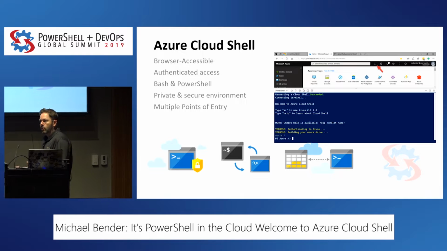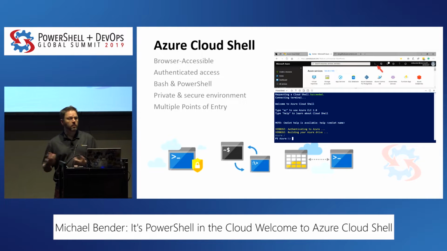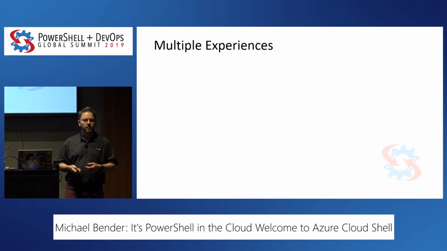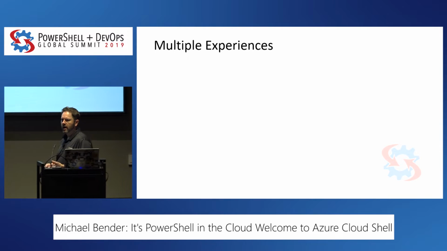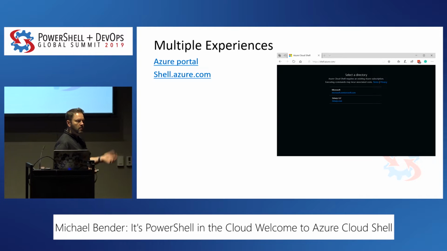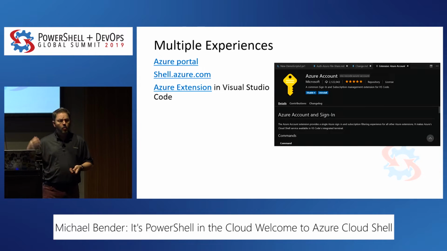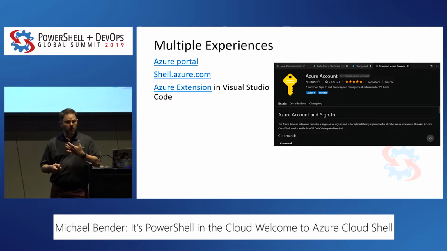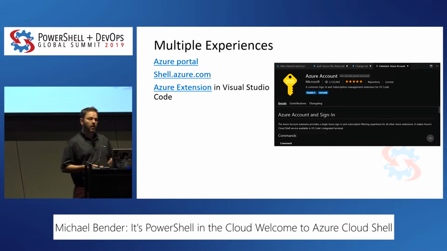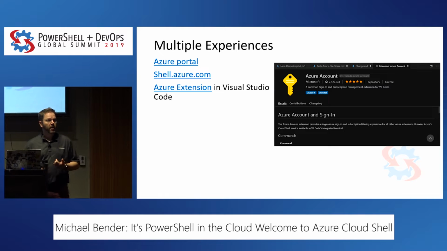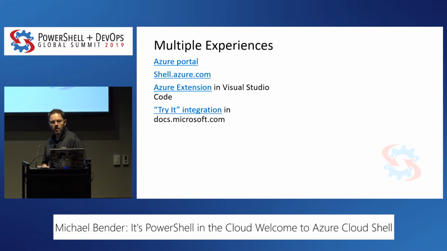We can also do it through the Azure Portal as well. So when you're logged into the Azure Portal, you click up on the Cloud Shell icon, which gives you access to that. You can also get access to it through shell.azure.com. So like we mentioned, a couple different places: the Azure Portal, shell.azure.com. We're going to talk about the account extension in Visual Studio Code and how you can use that to get access into Cloud Shell from Visual Studio Code. So you don't even have to go up into a browser. You can do it straight from code.